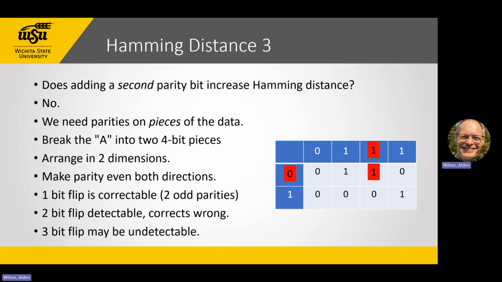A 3-bit flip is undetectable. Depending on where the bit flips are, we might still detect there's an error, but it might also be a completely clean other symbol. And again, this is saying lowercase a, right?